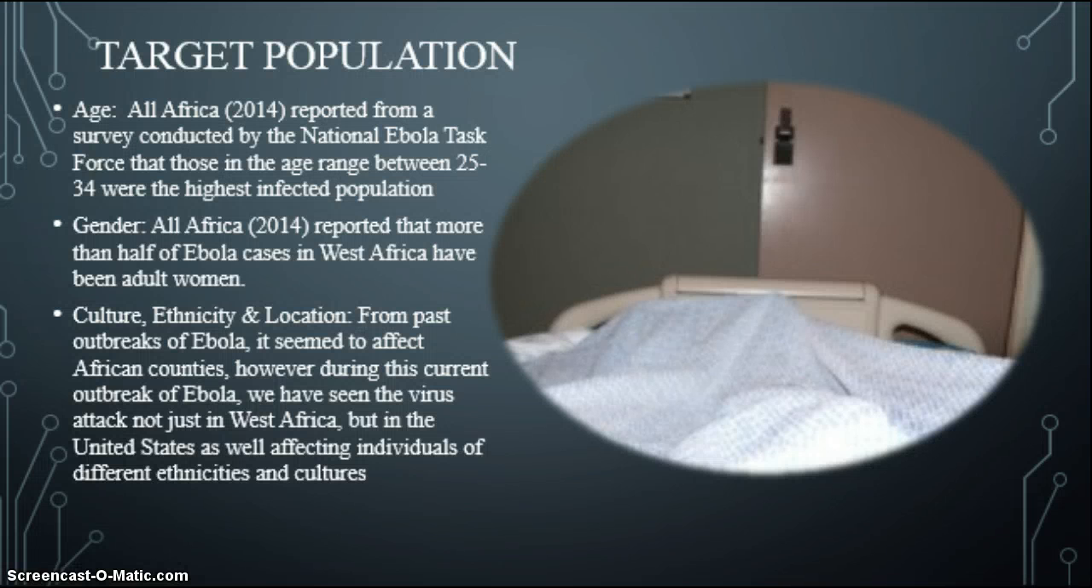Target population. Age. AllAfrica 2014 reported from a survey conducted by the National Ebola Task Force that those in the age range between 25 through 34 were the highest infected population. AllAfrica 2014 gives this account in "West African women disproportionately affected by Ebola" in regards to the gender population affected by Ebola. More than half of all Ebola cases in West Africa have been adult women.